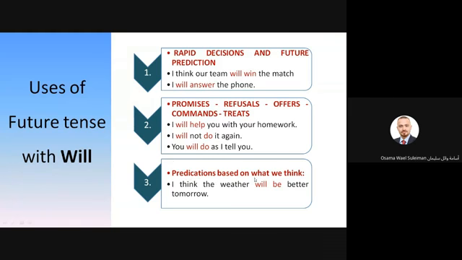Predictions based on what we think. تنبؤات أخرى مبنية على تفكيرنا. I think the weather will be better tomorrow. It's based on what I'm thinking now.